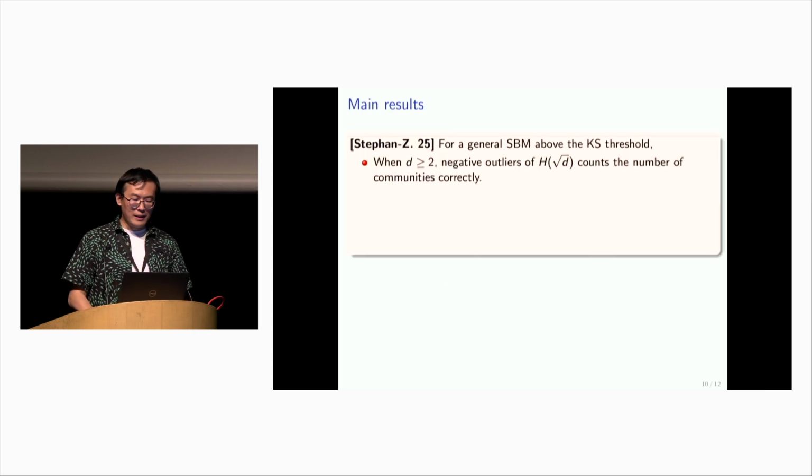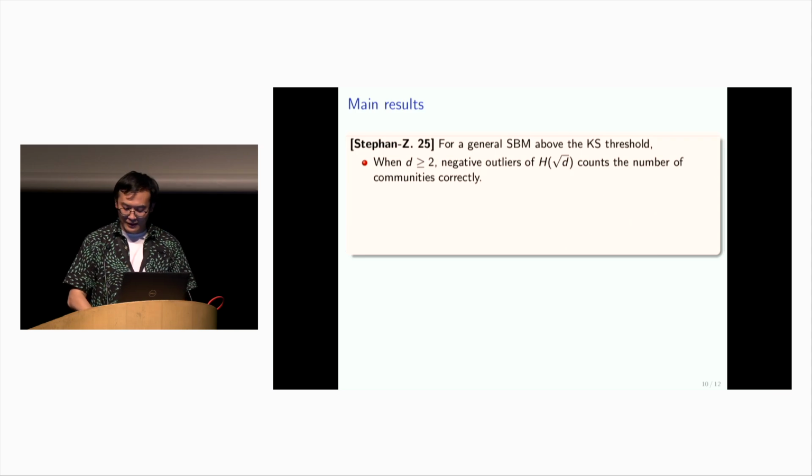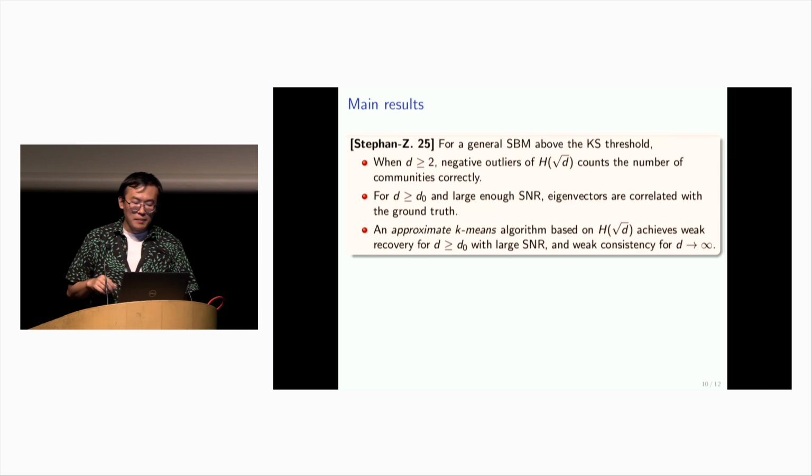So what we show is that if the average degree d is greater than or equal to 2, the negative outliers of this Bethe Hessian exactly count the number of communities correctly under a very general stochastic block model. The picture I showed you is about 2 blocks, but you can generalize this model to arbitrary k blocks, and this will count the number of communities correctly. And for large enough d and a big enough signal-to-noise ratio, we can show that the eigenvectors of this matrix are correlated with the ground truth. If we run an approximate k-means algorithm based on those eigenvectors, it can help you achieve weak recovery for fixed d.